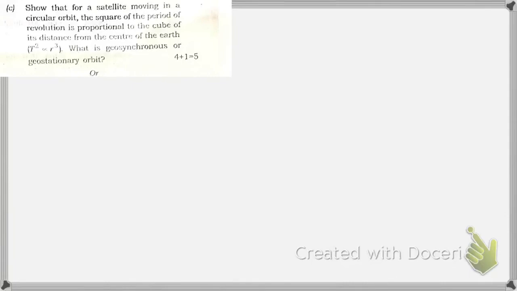So our next question: for a satellite moving in a circular orbit, the square of the period of revolution, that means you can say time period, is proportional to the cube of the distance from the center of the earth.